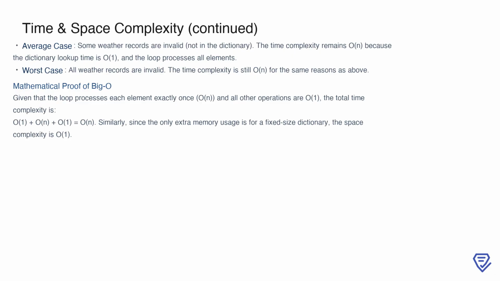Even in the worst case, where all weather records are invalid, the function still iterates through the list of size n and performs O(1) checks for each element, so the time complexity doesn't change, it remains O(n). Mathematically, the function performs one O(n) loop and a few O(1) operations, summing up to O(n) overall. Finally, because the only additional memory usage comes from the fixed-size dictionary, the space complexity remains O(1) in all cases.